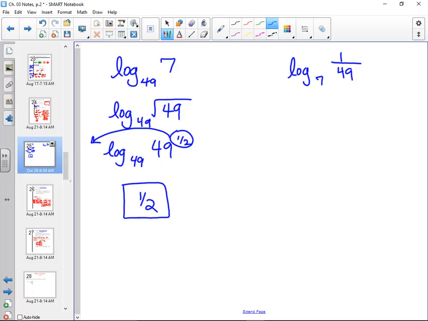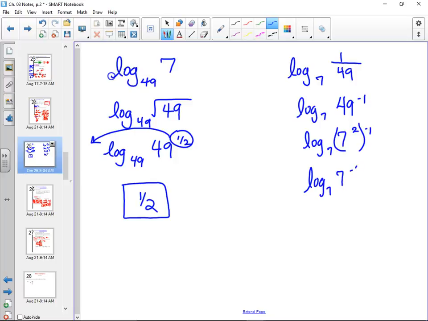We don't like, first of all, the 1 over. Any ideas? We can bring it on top, but we just have to make the power negative. I'm just doing negative 1 because I left the 49. But what can I do with 49? Most of us see this easier than the other one. How can I rewrite 49 in terms of 7? I can do log base 7 of 7 squared to the negative 1. Isn't there a rule? We saw it yesterday. So log base 7 of 7 to the negative 2.